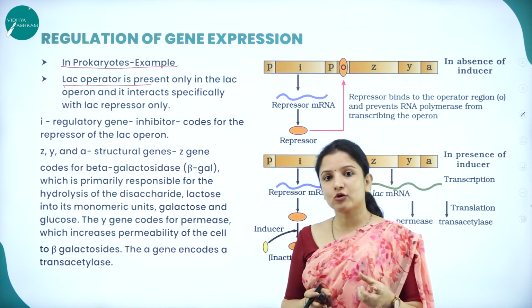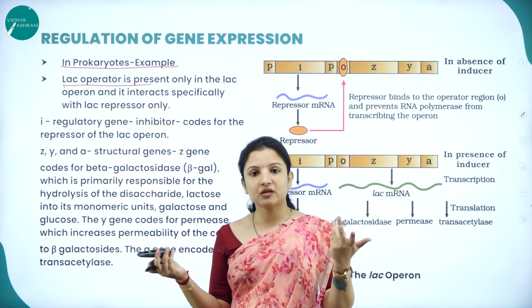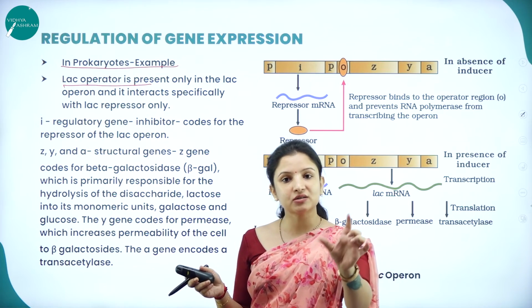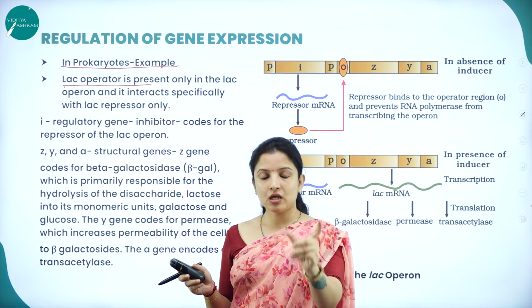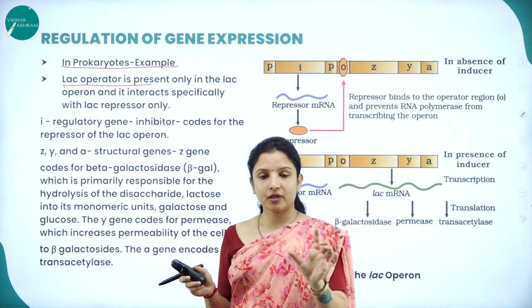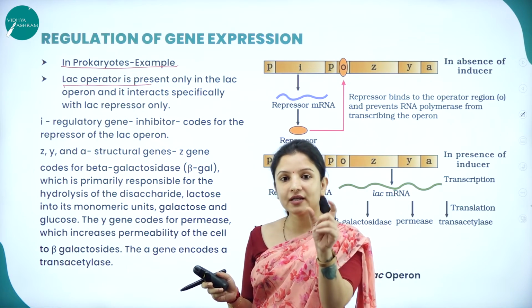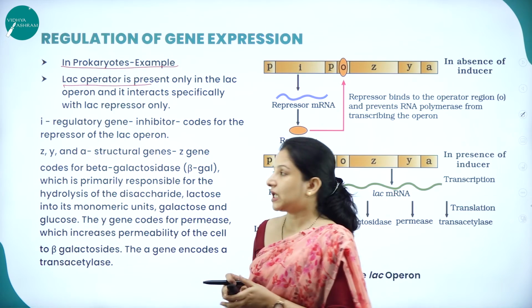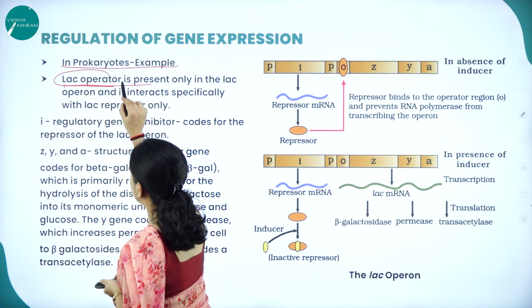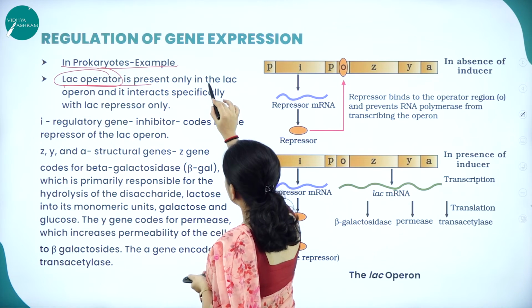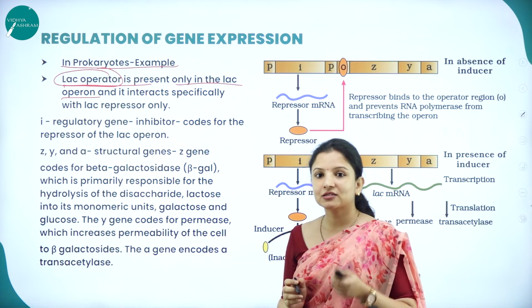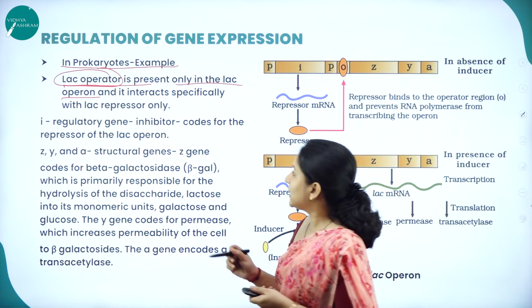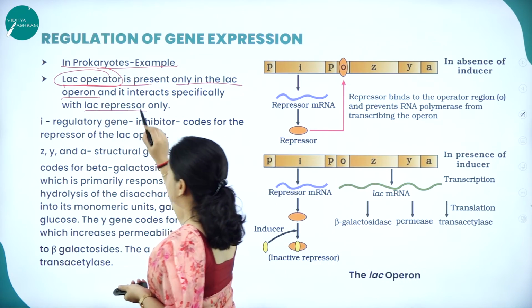Now what is this Lac operon? Don't think it is something that comes from somewhere. It is nothing but a strand on the DNA. That particular strand on the DNA is called the Lac operon. In that Lac operon, there is one small segment of DNA which is called the Lac operator, which is present only in the Lac operon, and it interacts specifically only with the Lac repressor.